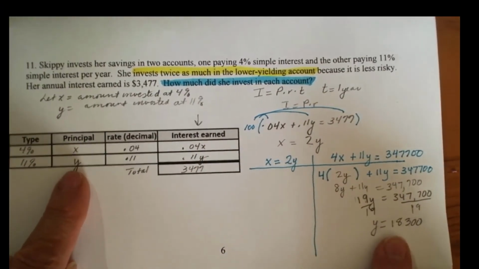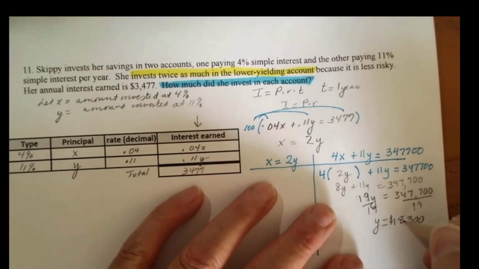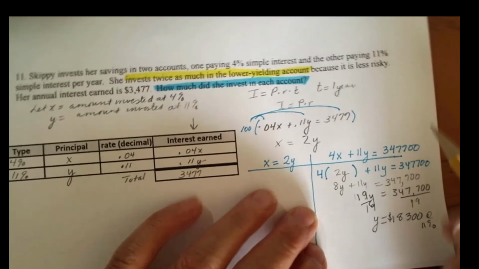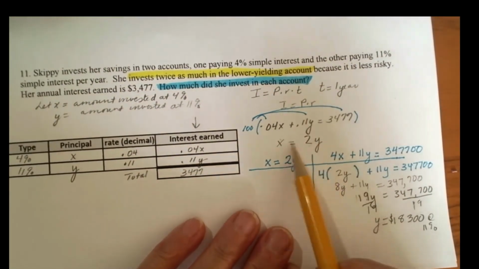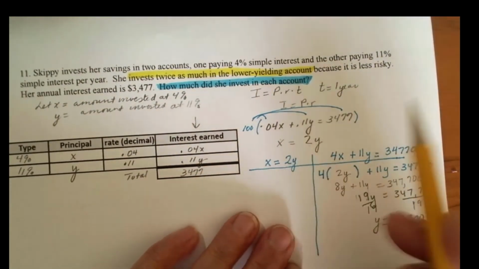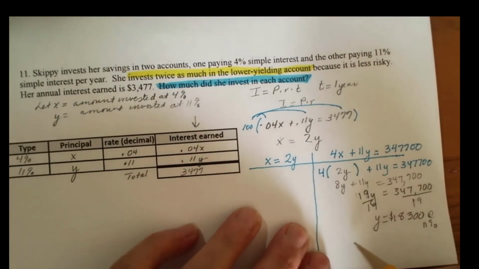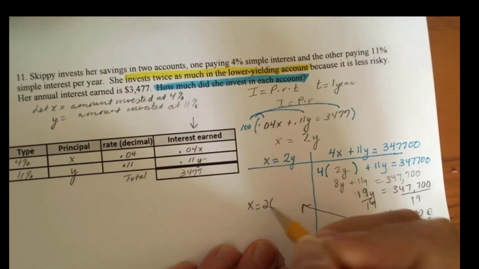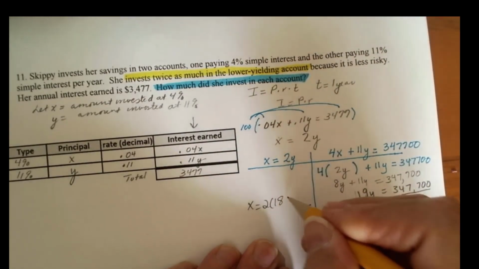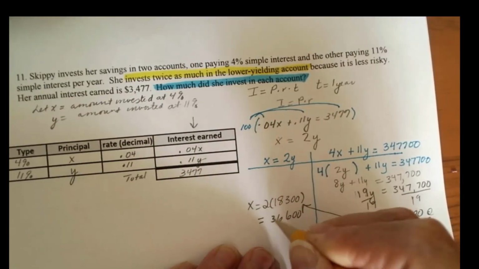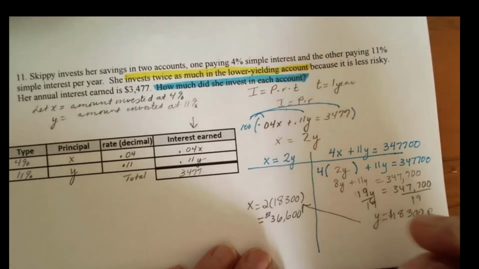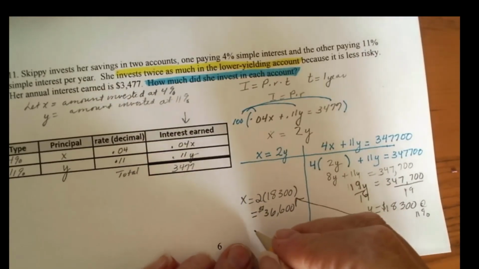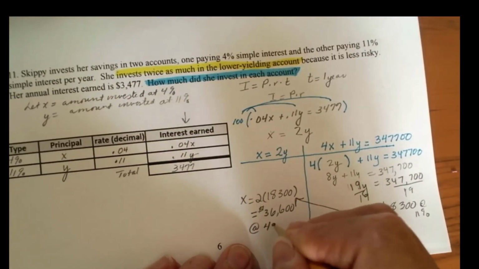So Skippy invested $18,300 at the 11%. And then, of course, we know x is twice that much. So she's invested twice that much. So x, we bring this over here, x is 2 times the 18,300. $36,600 were invested at the 4%.